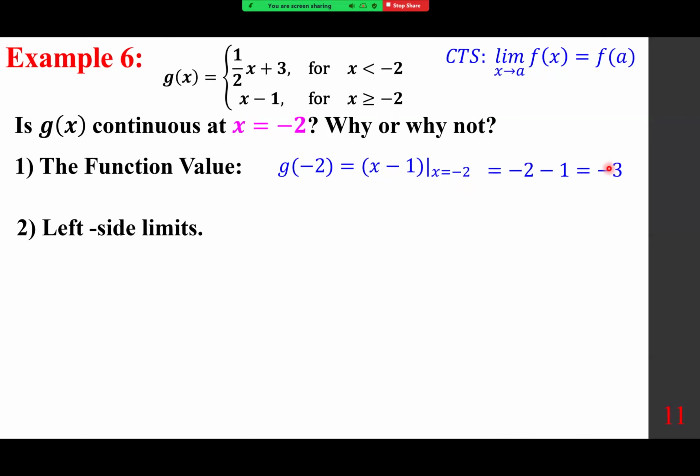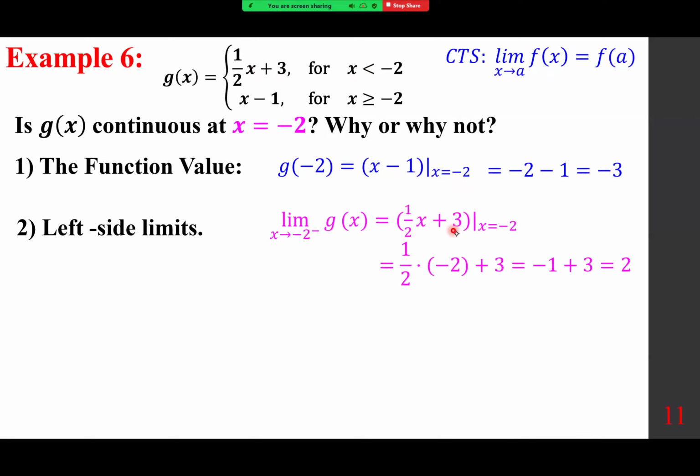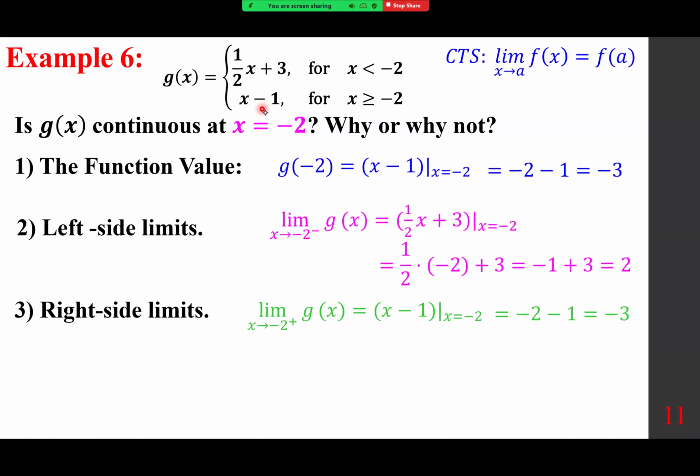What about the left-sided limit? You use the piece that says less than. So you are going to plug it into this piece. -2 divided by 2 is -1, and 3. They add up to 2. We're going to look at the right side. And for the right side, you look at the one which has a greater than. So we're going to look at this piece. And again, we get -3.